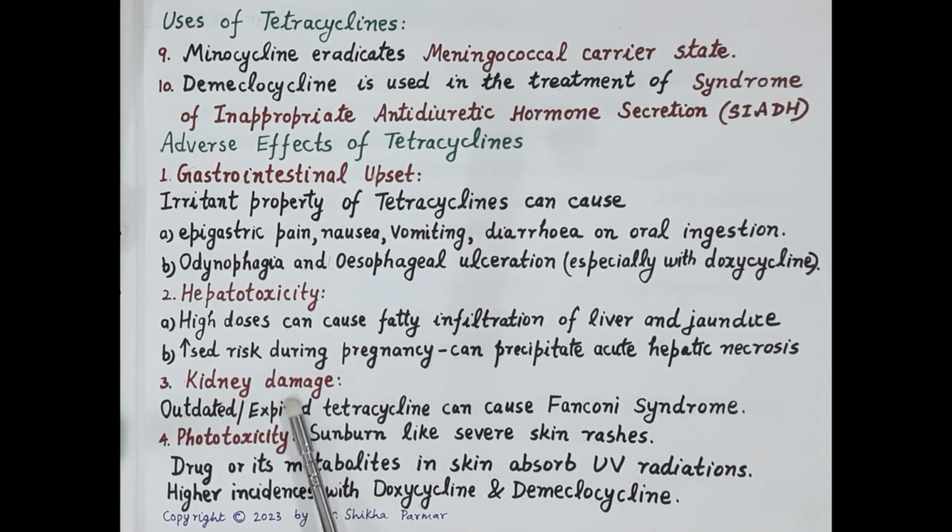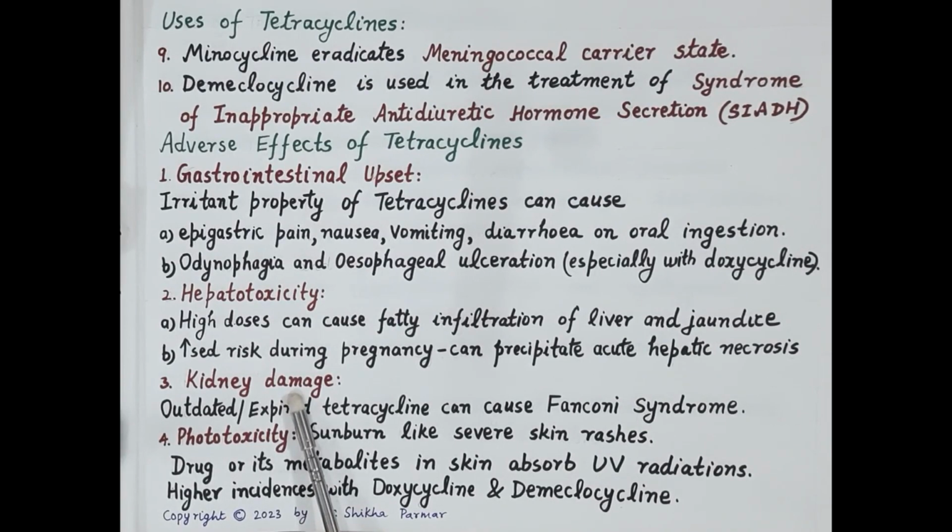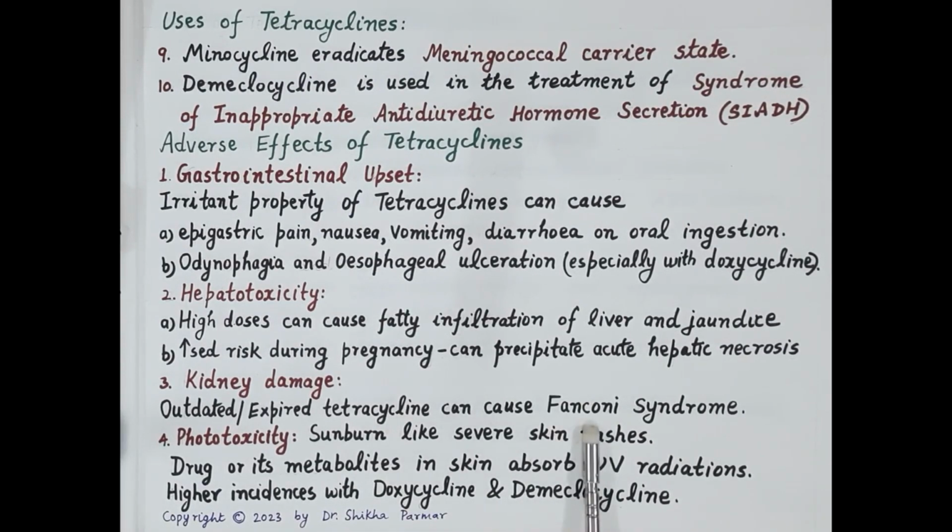Then kidney damage. Now, all tetracyclines except doxycycline enhance already existing renal damage. So, they should not be used in patients with kidney disease. Now, in addition to this, outdated or expired tetracyclines can cause damage to the nephron. They can cause damage to the proximal convoluted tubules of the kidneys, which can result in Fanconi syndrome.